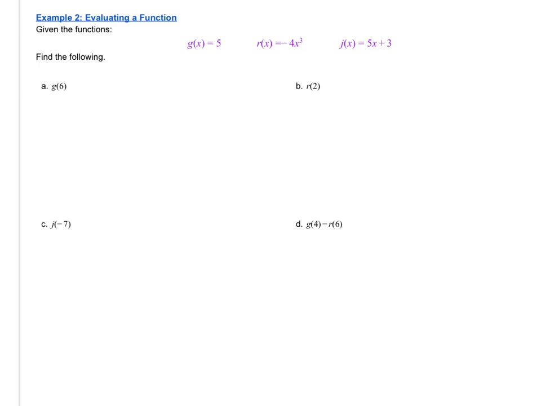In example 2, we are going to look at three functions: g of x equal to 5, r of x equal to negative 4x to the third, and j of x equal to 5x plus 3. In letter A, we want to find g of 6.